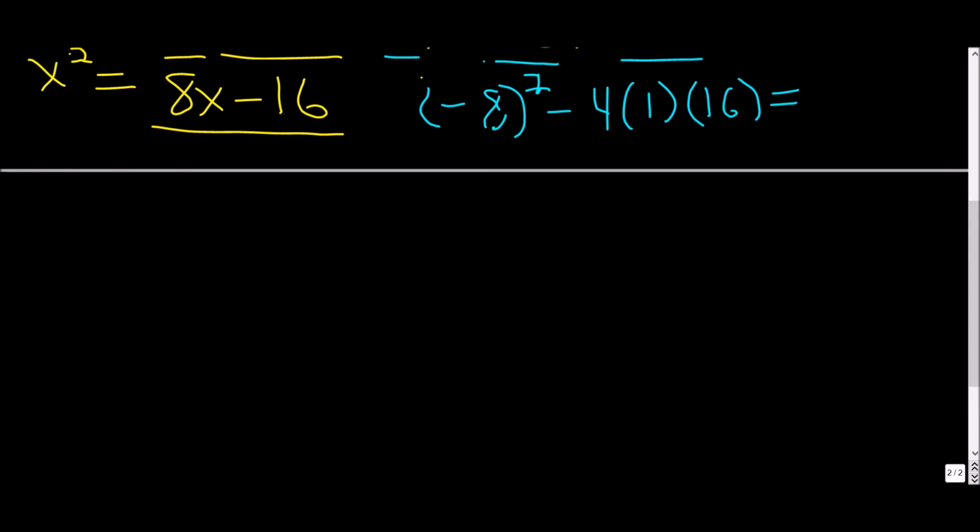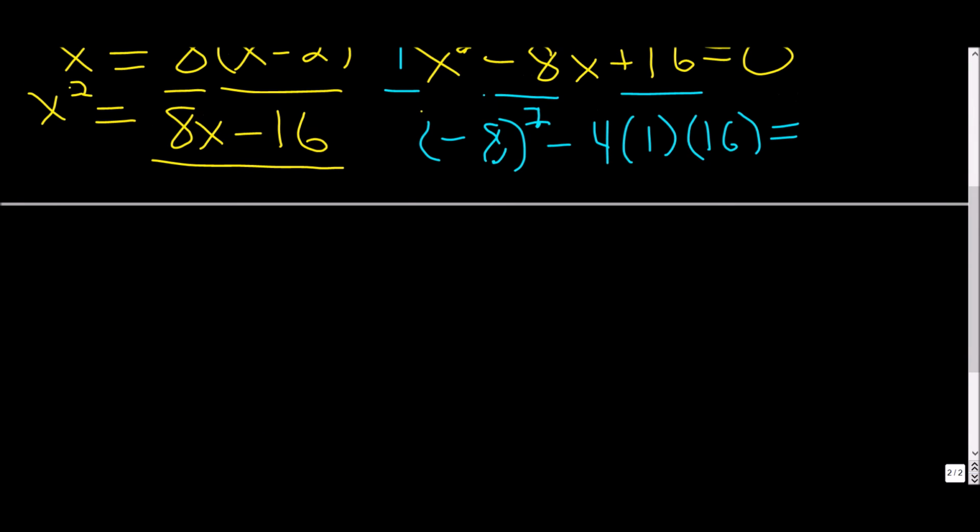So negative 8 squared makes 64. Be careful if you're using a calculator. Negative 8 squared, you have to consider the negative and the 8 attached to each other. You can't leave them separate, so that's why I put brackets there.